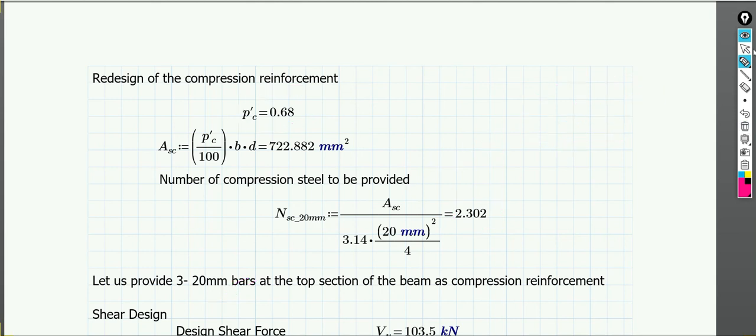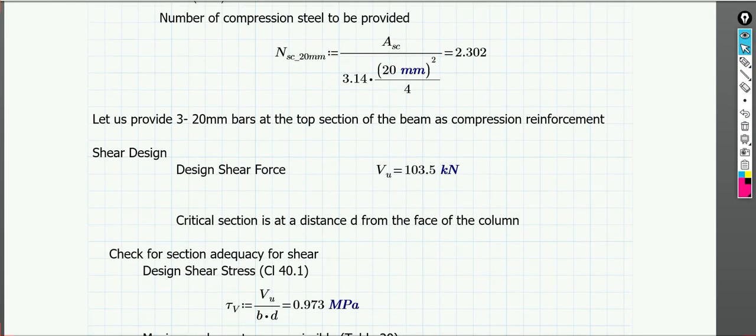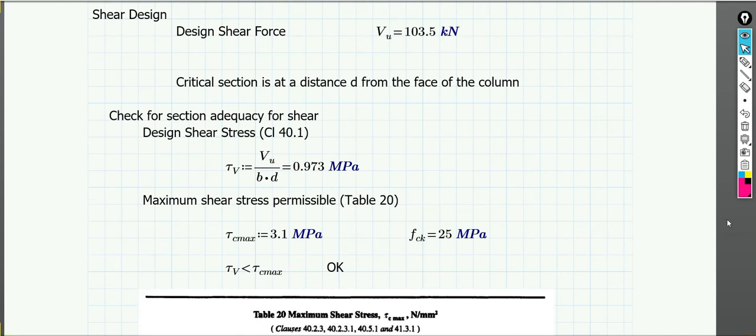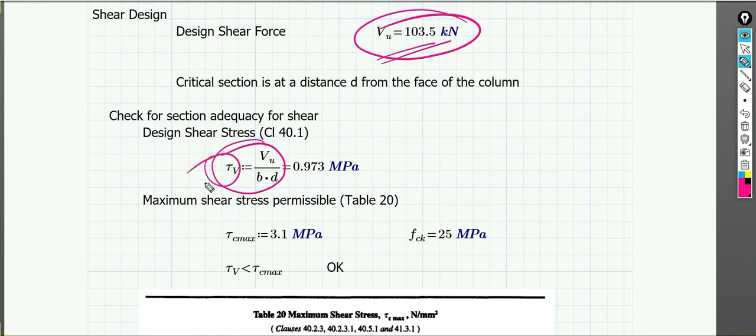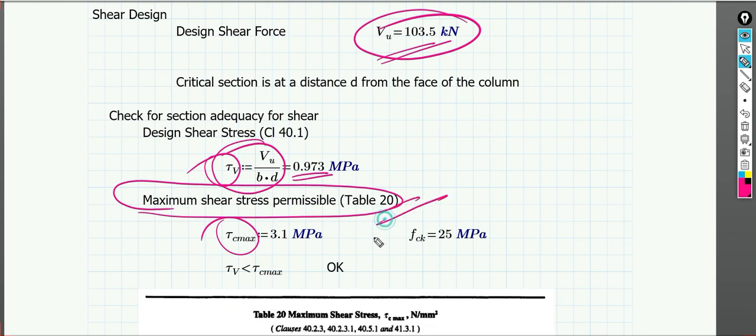Okay, so next is the design for shear. The shear design is exactly the same as what we have done in the singly reinforced beam. You have to find out Vu first, as we have calculated earlier. Then you have to find tau v, the design stress, which is 0.973. Then you check the maximum shear stress permissible, tau c max from table 20, which is 3.1 MPa, more than 0.973. So it is okay, there is no problem in this.